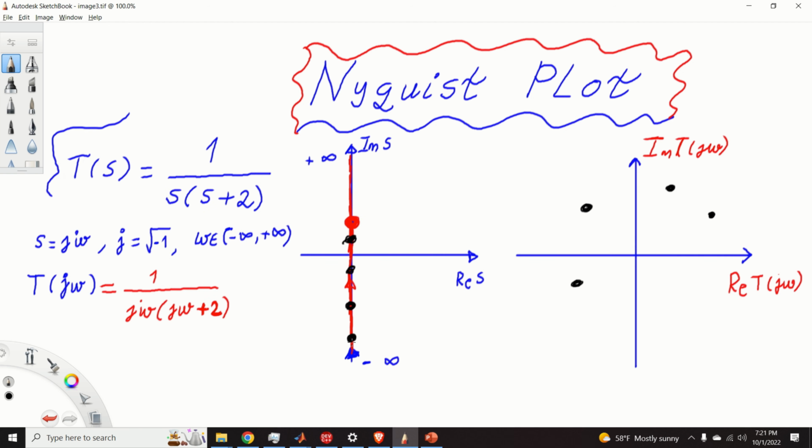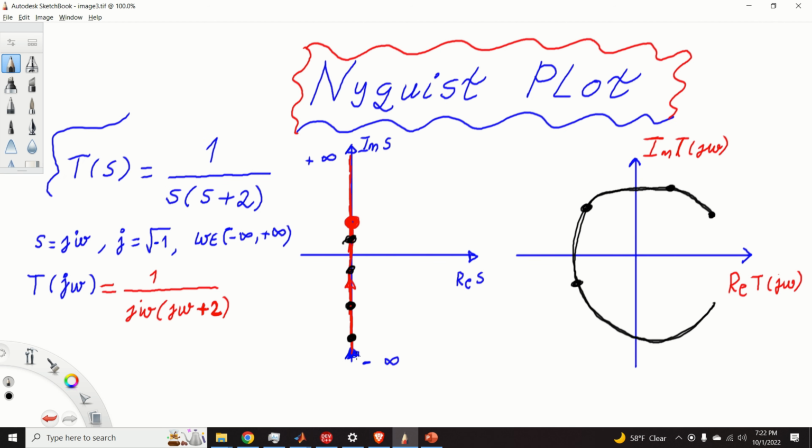And now if you densely vary omega along the imaginary axis, you will basically obtain a plot of points in another complex plane, in this complex plane. And this plot is nothing less than the Nyquist plot. So this is our Nyquist plot.